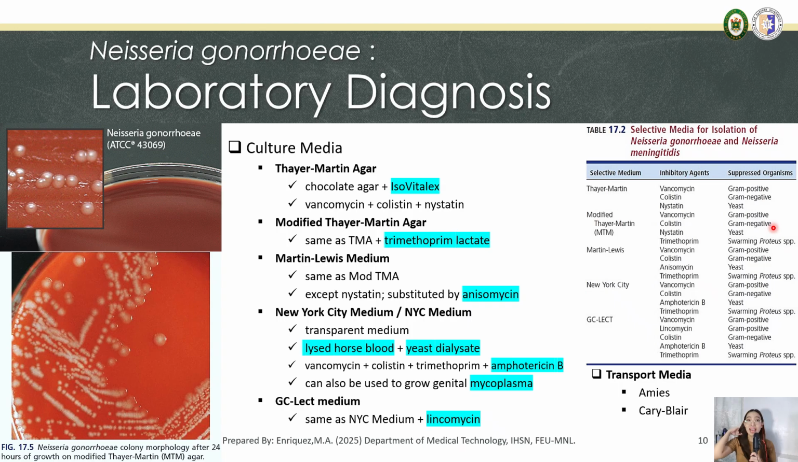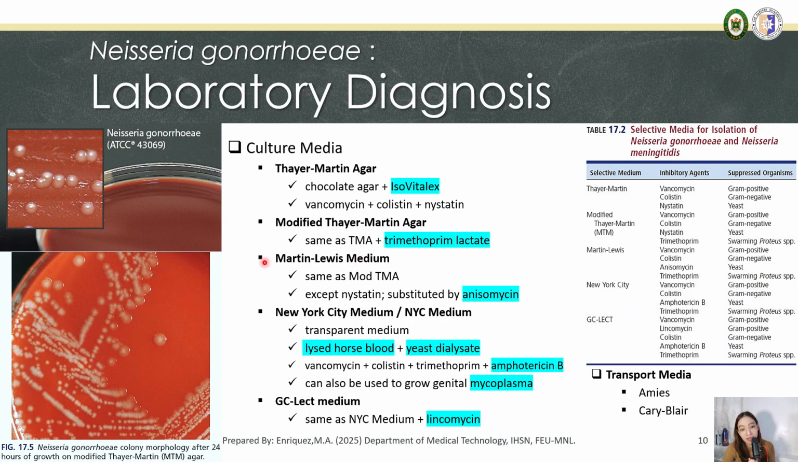Now, the problem with that is that this could possibly cause an overlap between the colonies of Neisseria gonorrhoeae and the colonies of Proteus. So in the event na hindi natin totally ma-eliminate or ma-prevent ang growth ng Proteus species, we could at least prevent their swarming. Para po, meron pa rin tayong isolated colonies ng Neisseria.